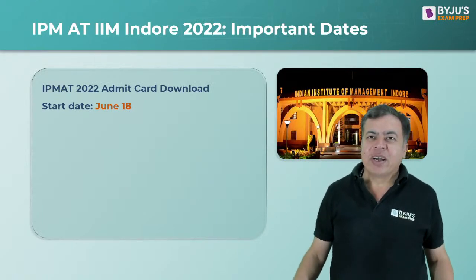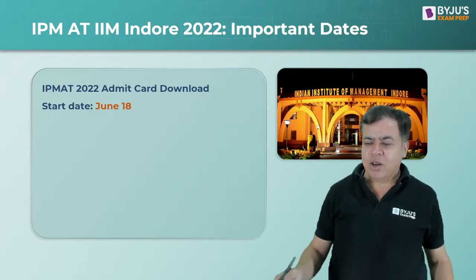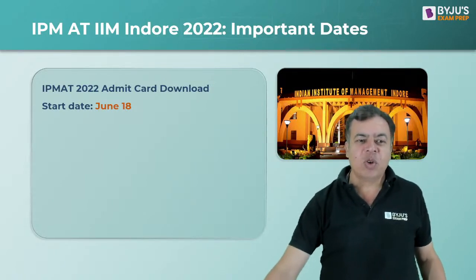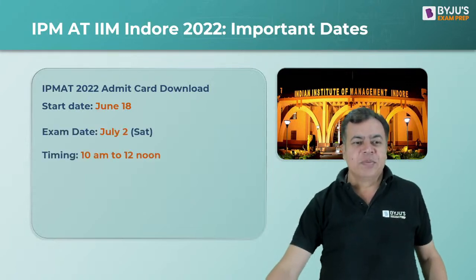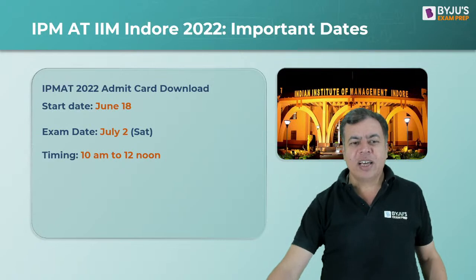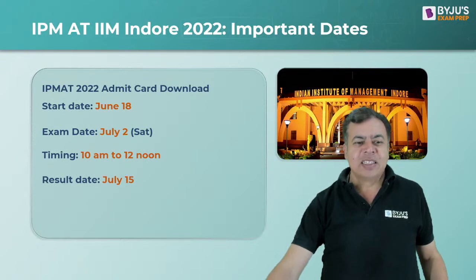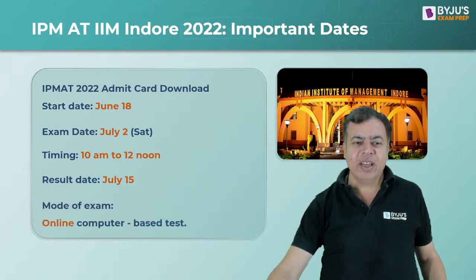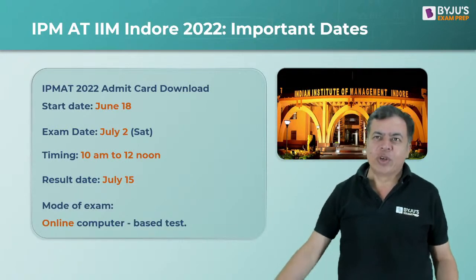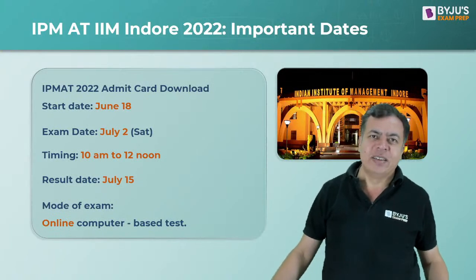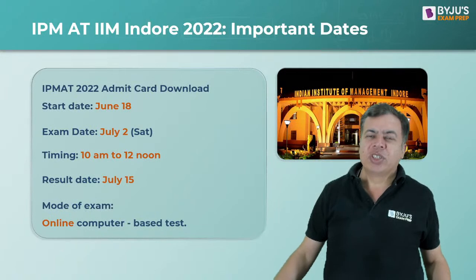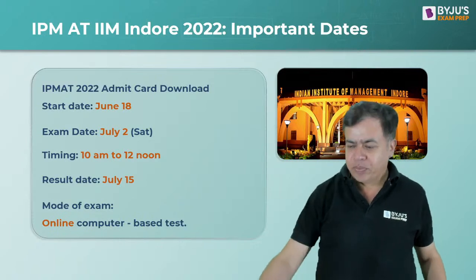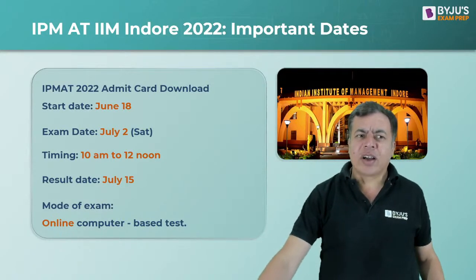Okay, now the important dates, right? By now you must be knowing that you can download the admit card after June 18 and the exam is on 2nd July, Saturday, right? Okay, 2 hours exam and the result date is July 15. Mode of exam is online, computer based test, CBT. That means the questions are predefined, and you will be attempting in a certain center on a computer.